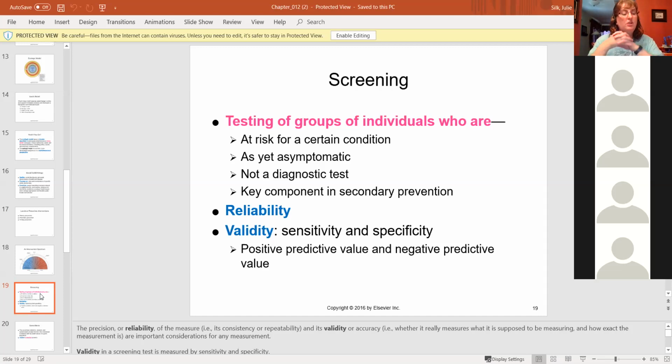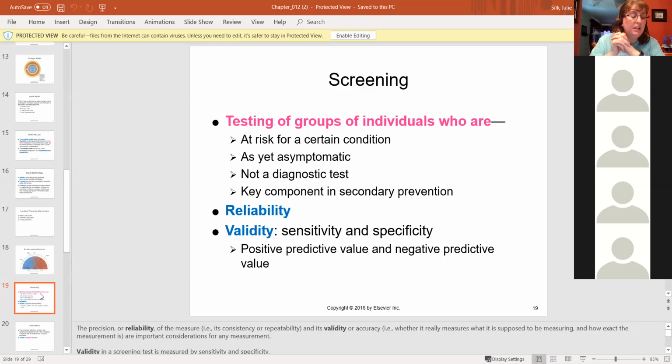So the precision or reliability of the measure, its consistency or repeatability, and its validity or accuracy, and how exact the measurement is are important considerations for any measurement. Validity of a screening test is measured by sensitivity and specificity. Sensitivity quantifies how accurately the test identifies those with a condition, and specificity indicates how accurately the test identifies those without the condition or trait.